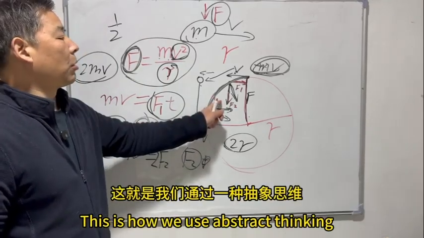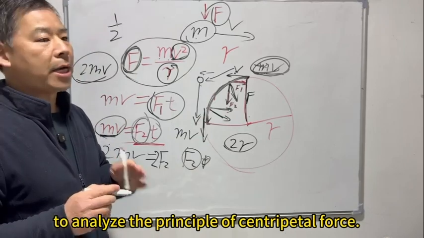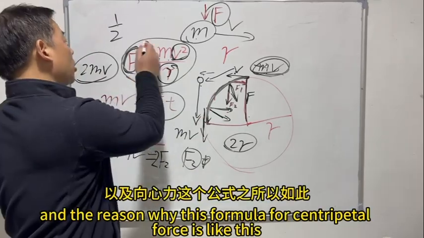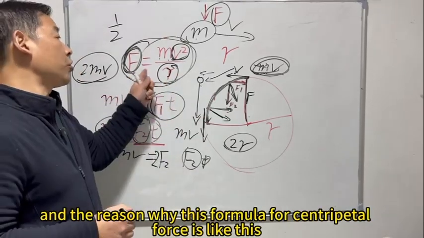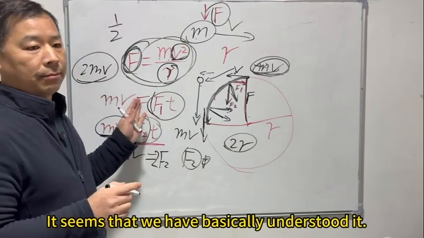This is how we use abstract thinking to analyze the principle of centripetal force, and the reason why the formula for centripetal force is like this. It seems that we have basically understood it.